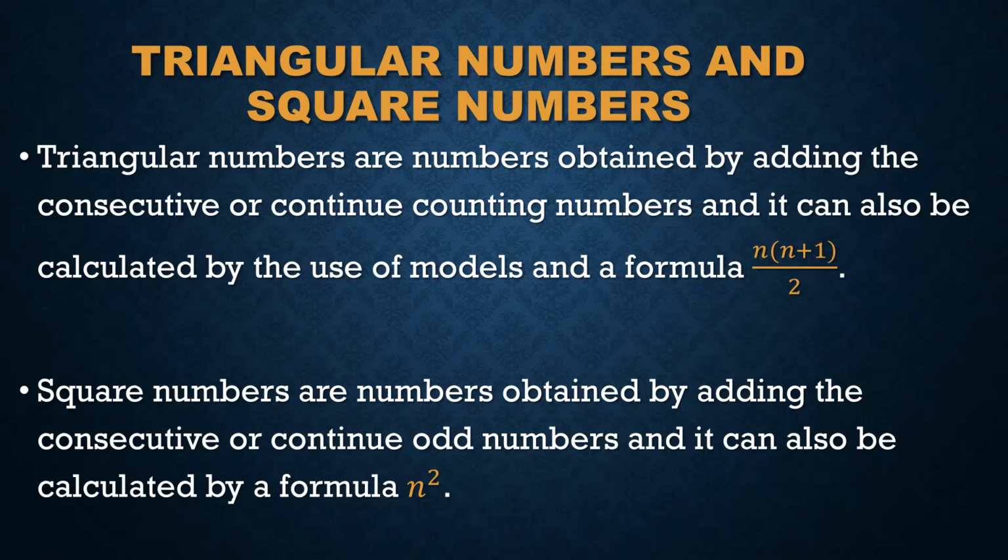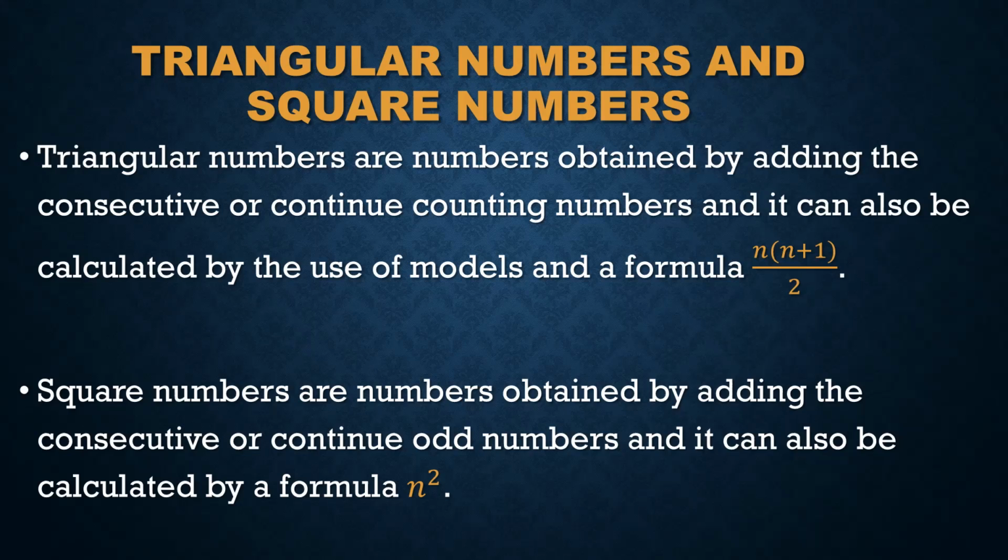Later we will come back and talk about the square numbers, which are also obtained by adding the consecutive or continual odd numbers. So the triangular numbers are obtained by adding the continual counting numbers, whereas square numbers are obtained by adding the consecutive or continuous odd numbers. Okay, good. There's a formula for finding the square number, which is n raised to the power 2, or n exponent 2, or n power 2. That is the square number. But we are going to talk about the triangular numbers.